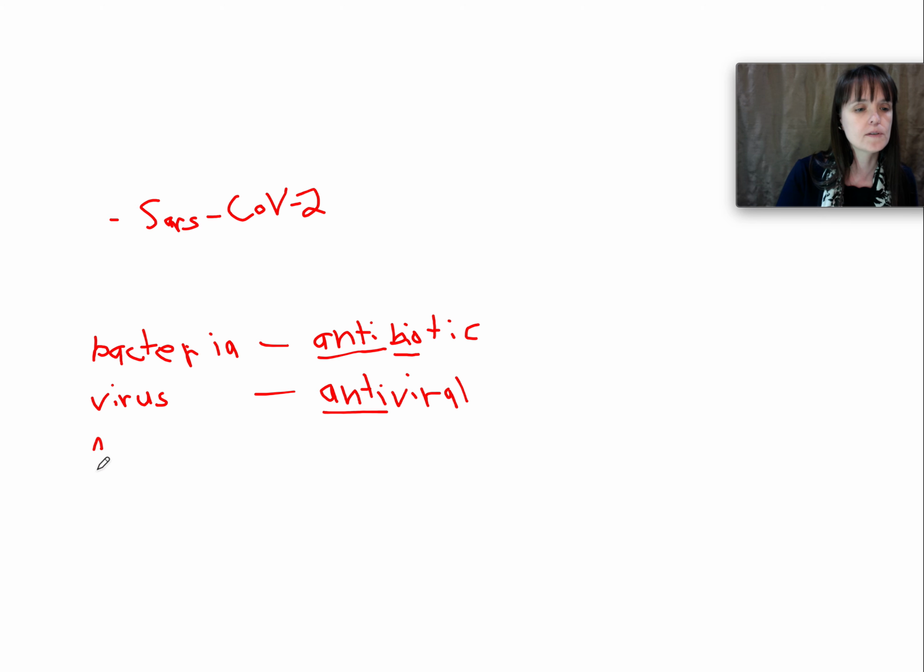What about fungal infections? What does an antibiotic do for a fungal infection? Makes it worse. Fungus.